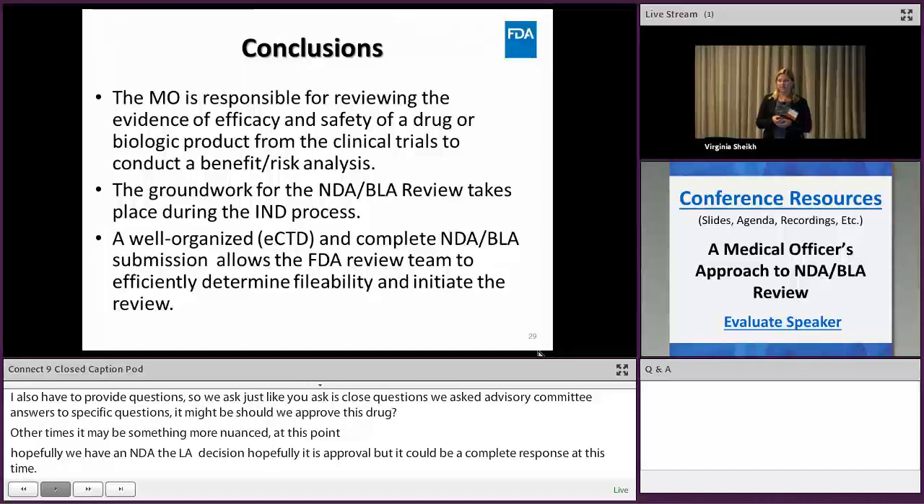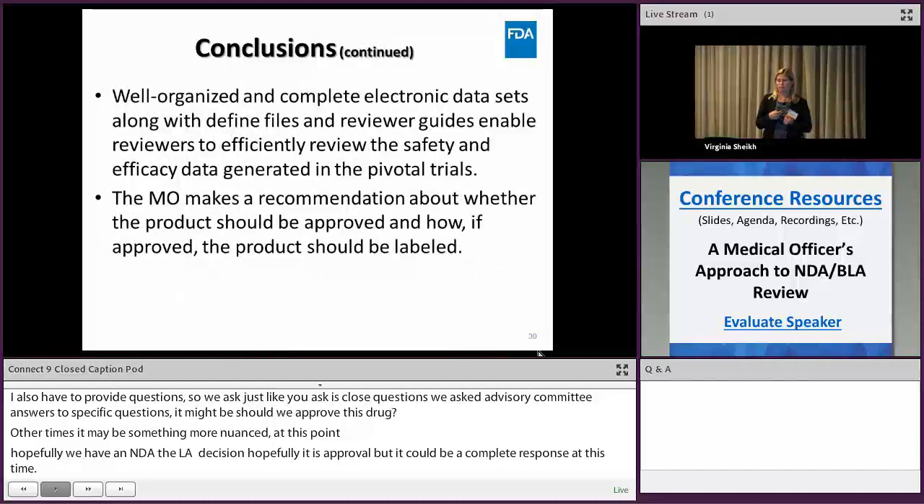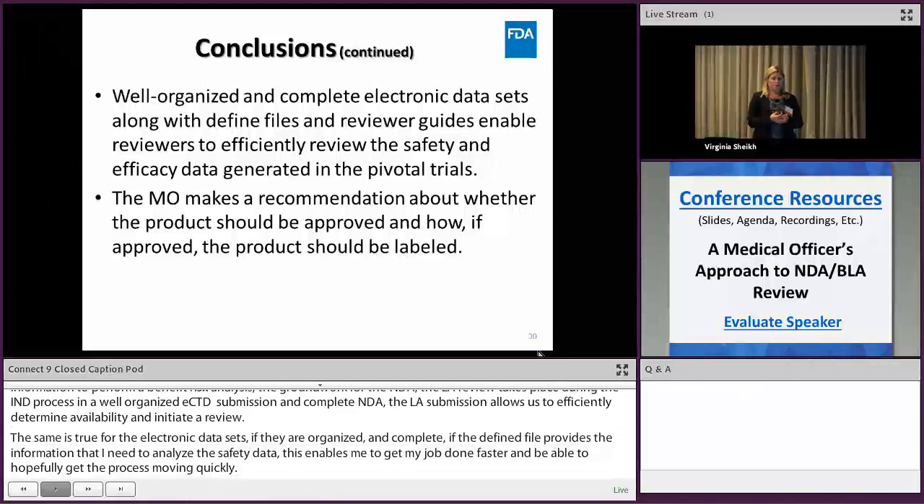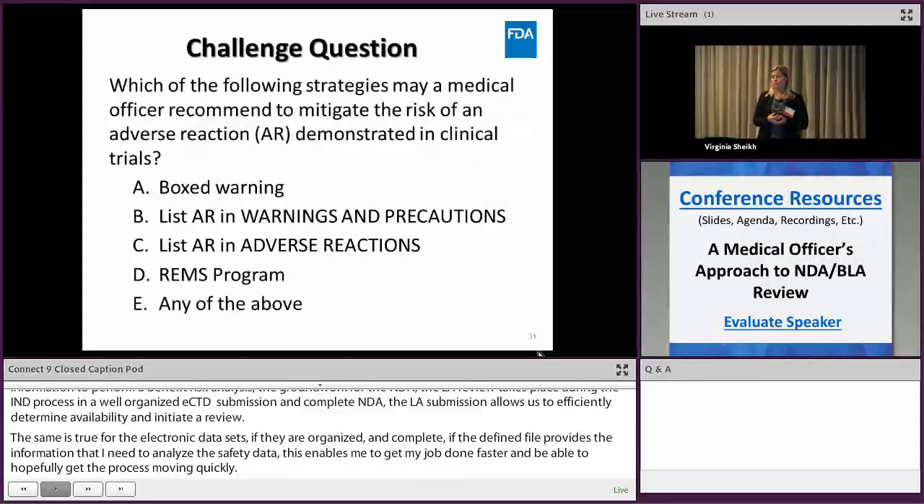The groundwork for the NDA BLA review takes place during the IND process, and a well-organized eCTD submission and complete NDA BLA submissions allow us to efficiently determine fileability and initiate our review. And the same is true for the electronic data sets. If they're organized and complete, if the define file provides me the information I need to analyze the safety data, this enables me to get my job done faster and hopefully get the process moving quickly. And then the MO will make a recommendation about whether the product should be approved and how, if approved, the product should be labeled.